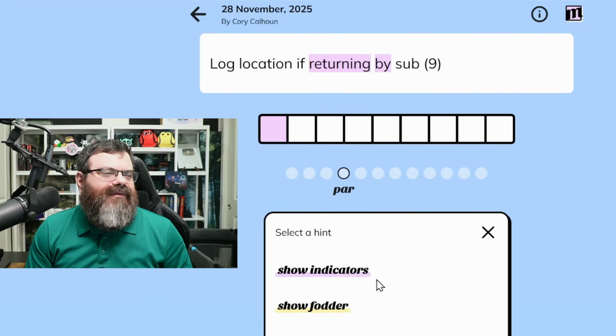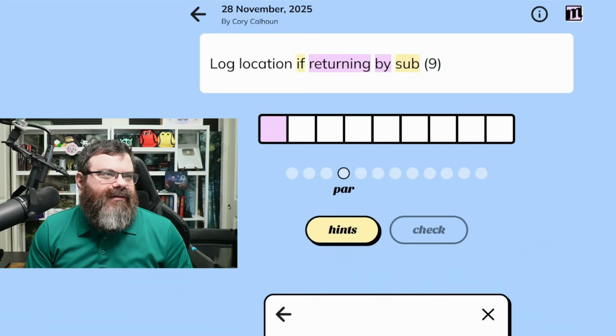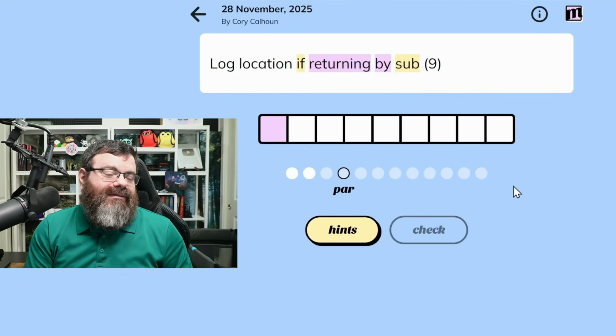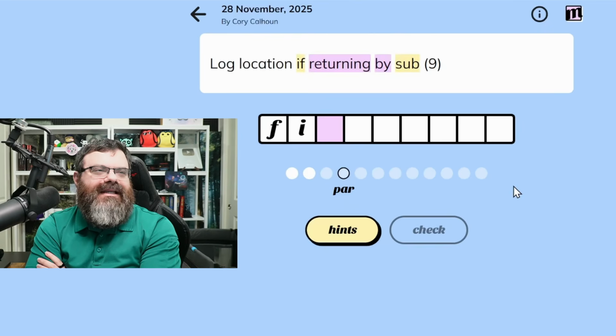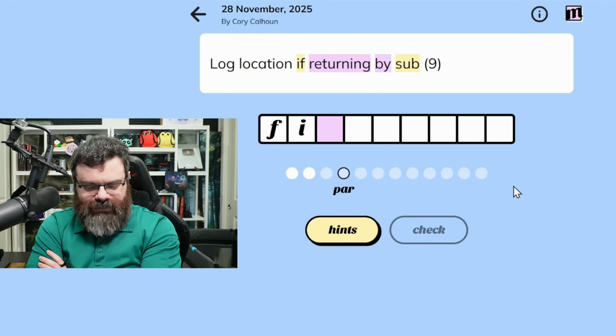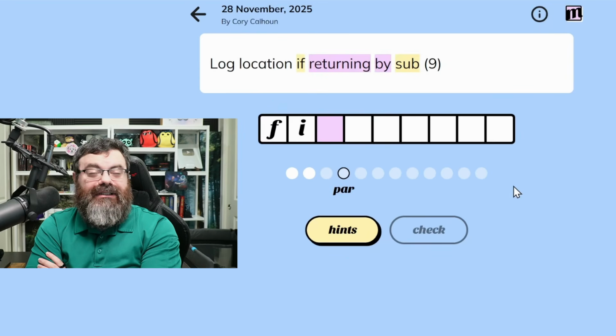I think it's time to read the fodder hint here. The fodder is only if and sub, so our definition is log location. Okay. So it's fi, and then we have to replace sub with something that is 7 letters long. That means log location. A sub like a sub sandwich, like a hoagie, or what else?